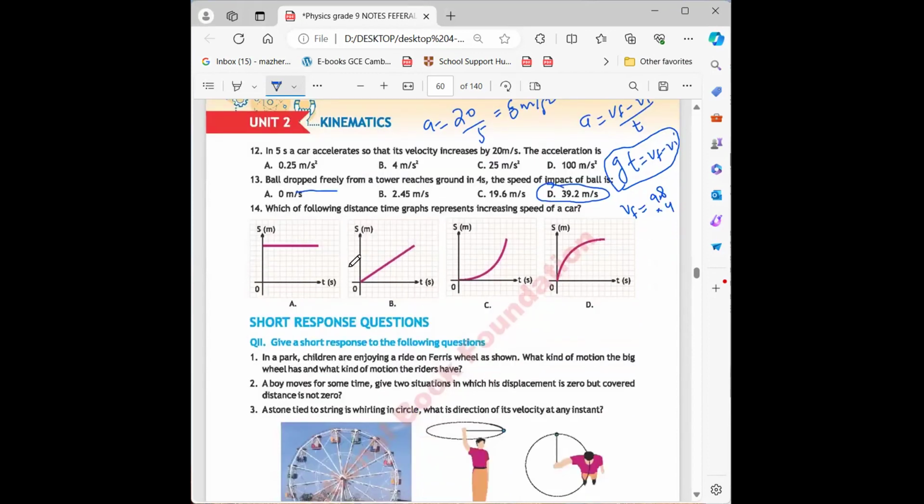Okay. Which of the following distance time graph represent the increasing speed? And which do we have the increasing speed? Is it B? Okay. B? Yeah. Distance time graph.